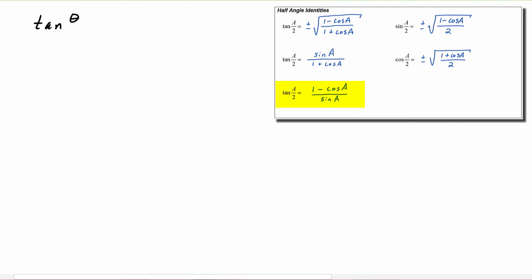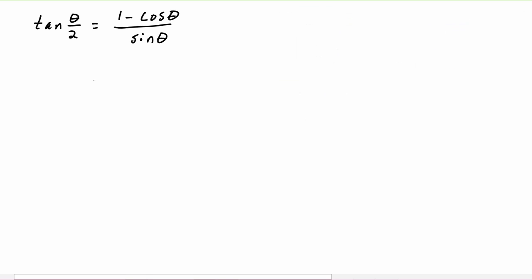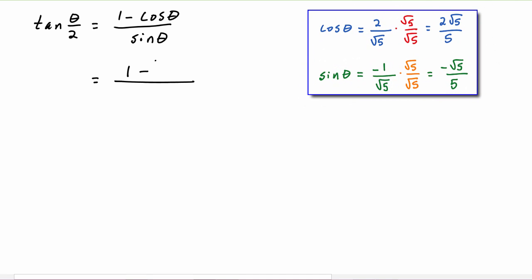Tangent of theta over 2. Of those three choices, remember we said let's use 1 minus cosine theta over sine theta. And this is just a personal preference. I think it's easier to handle the one with the simplest denominator. So this is going to become 1 minus cosine theta, which is 2 radical 5 over 5, divided by sine theta, which we said is negative rad 5 over 5.